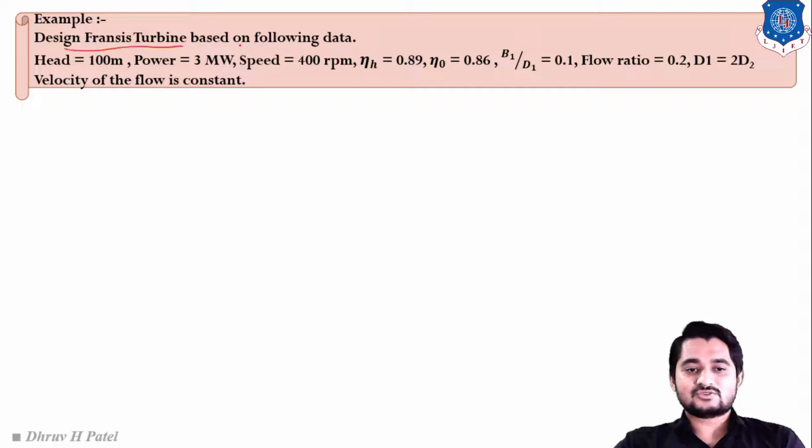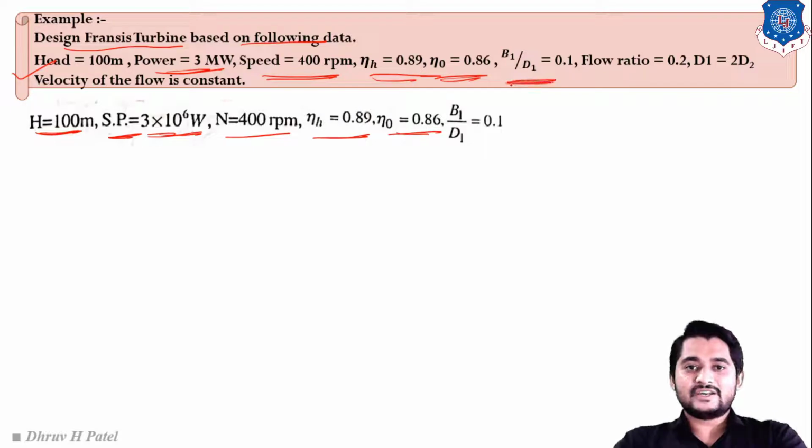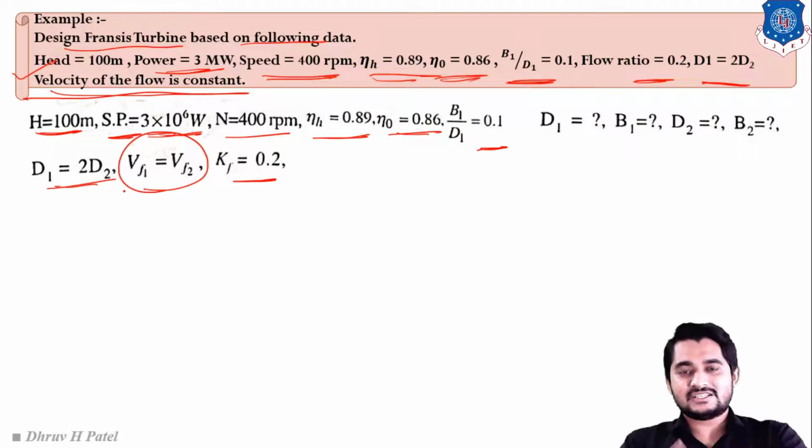Design the Francis turbine based on the following data. First data is head is 100 meter, so H is 100 meter. Power is 3 megawatt, so here shaft power will be 3 into 10 raised to 6 watt. Speed, that means RPM, N is equal to 400 RPM. Hydraulic efficiency 0.89, overall efficiency 0.86, ratio of B1 and D1 is 0.1, flow ratio, that means KF 0.2, D1 is equal to 2 times D2, this is the given relation. Velocity of the flow is constant, that means we can write VF1 is equal to VF2.